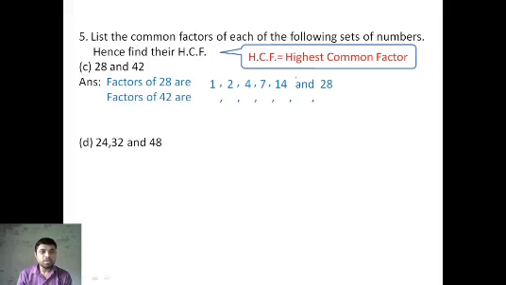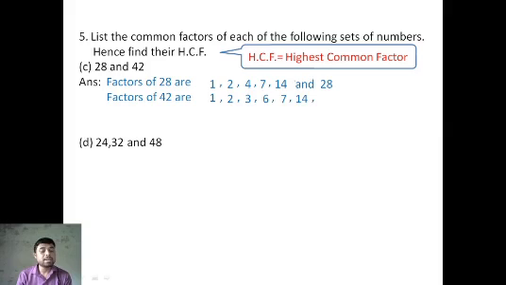Okay, now factors of 42, that means by which number you can divide 42. By 1, yes. By 2, yes, 21. By 3, yes, 14. By 4, no. By 5, no. By 6, can you divide? Yes, 6 7s are 42. By 7, yes. By 8, no. By 9, no. By 10, no. Then 14, 14 3s are 42.